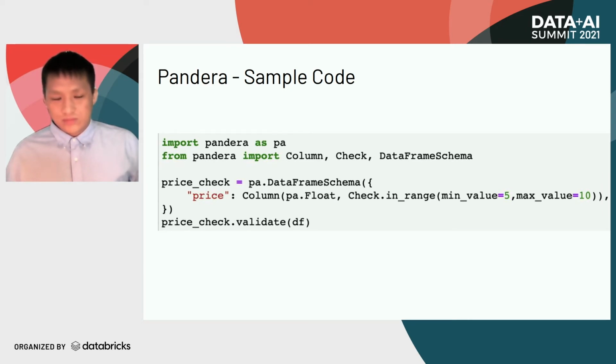After we make this schema, we can simply call the .validate method and apply it on a data frame. So here we say price_check.validate(df), and it will look for the price column in this data frame and execute that check.